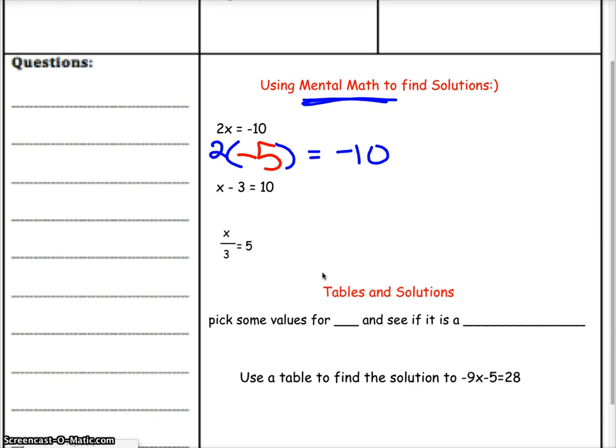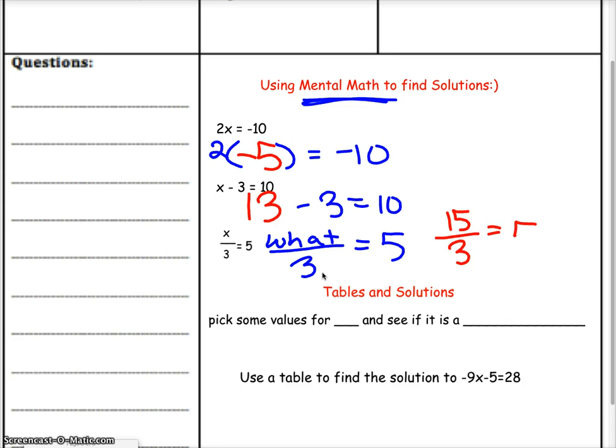Now in my brain, I'm saying what minus 3 equals 10? What if I take 3 away from something and it gives me 10? What is it? 13. You totally knew it. It's 13. I should erase this. It's 13. This is saying what divided by 3 is 5? What number divided by 3 is 5, right? 15. So 15 divided by 3 is 5.